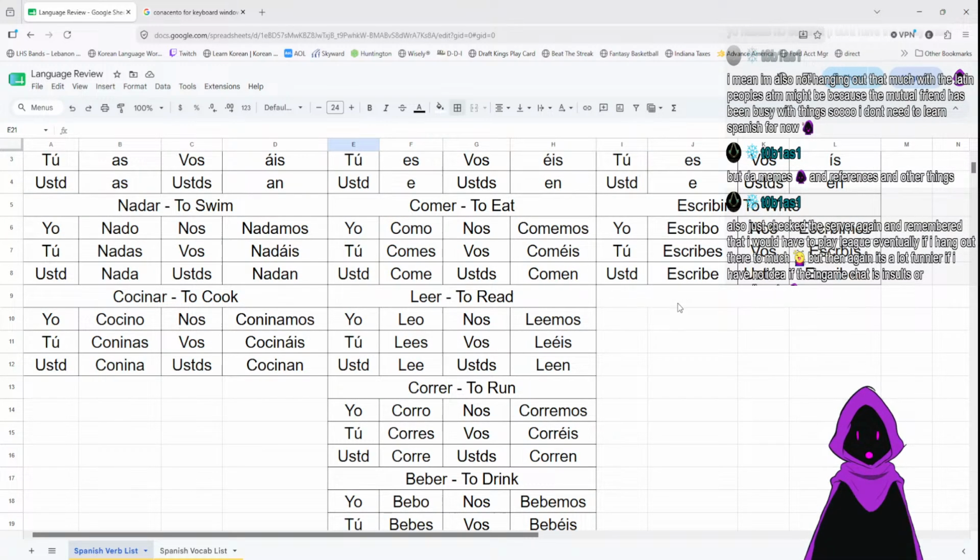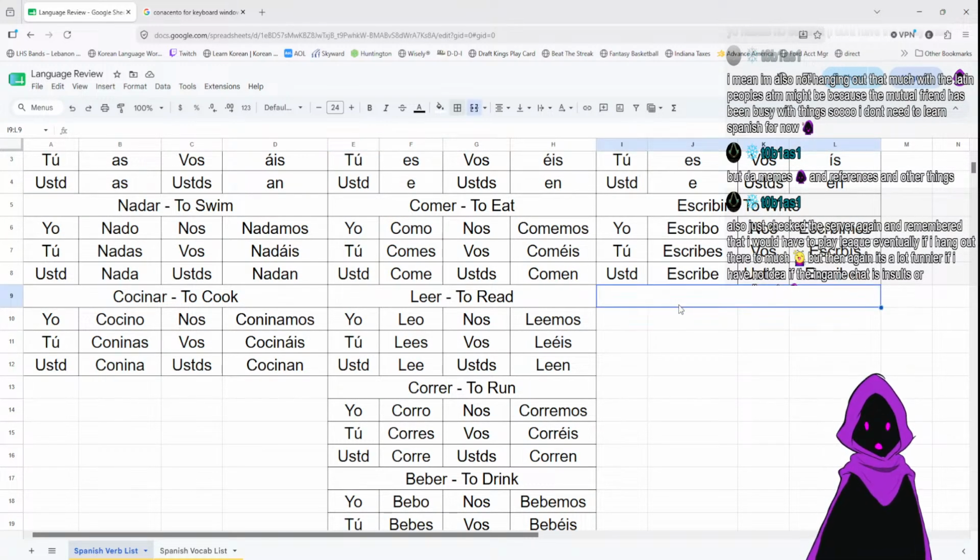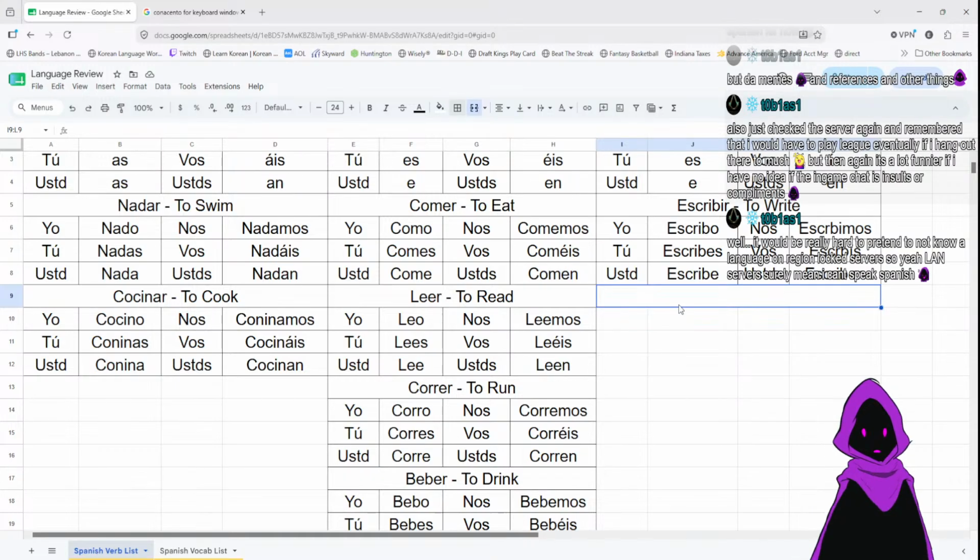Going back to our IR verbs here. We got an irregular verb here, everyone. So with irregulars, as the name insists, they do not follow the exact same pattern.